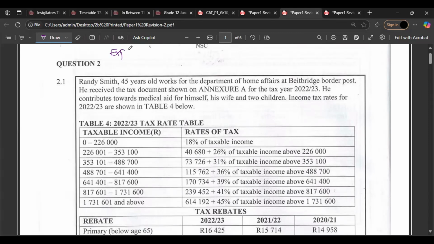Expectations. We are talking of what? Taxation. We look at calculations of VAT. Probably you have to know how to deal with tariffs. Then we look at interest, which is compound and simple interest. This is all about finance. Yeah, we look at loans.